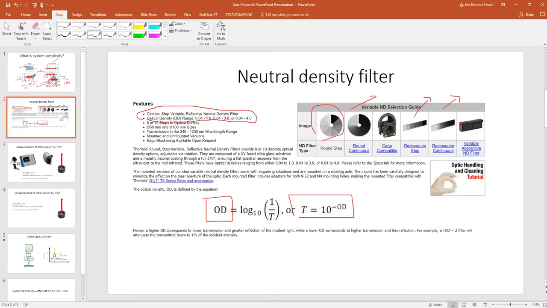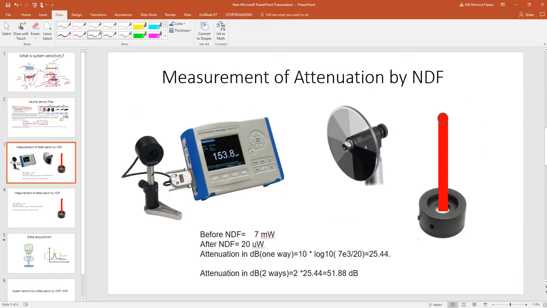So that's one thing. Say you have one neutral density filter but you don't know how much optical density that neutral density filter has. So what do you do? You have to take the measurement manually. So how can we take the measurement?